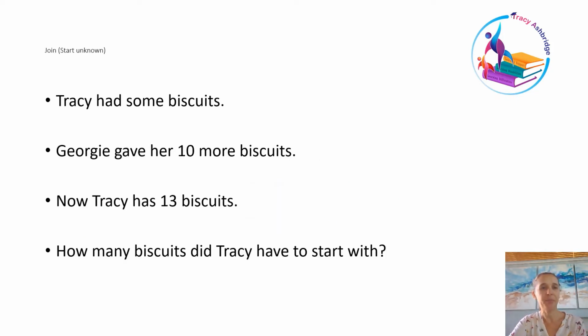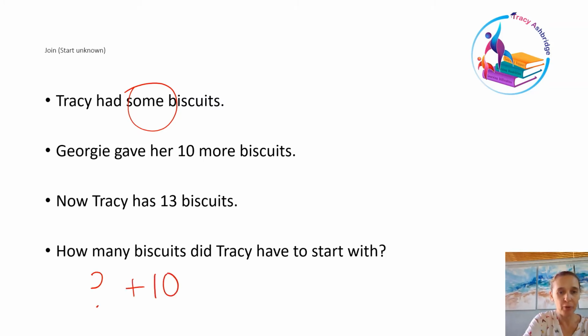In this one, the start is unknown. Tracy had some biscuits. We don't know how many biscuits she had. Georgie gave her 10 more, and now she's got 13. So how many did she have to start with? So she had some biscuits, and then she had 10 more, and ended up with 13. And again, children could work this out in a number of different ways, but they need to know that that's the number they're looking for, which in this case is 3.